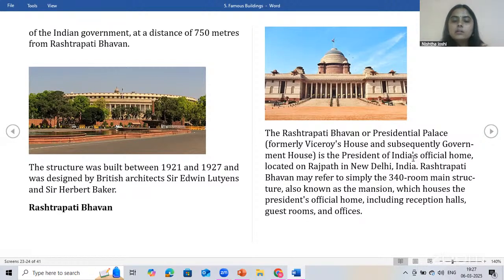It is present in Rajpath. As you already know, this is the place from where the parade and flag hoisting ceremony starts on 15th August and 26 January. So it is a very important building for India.